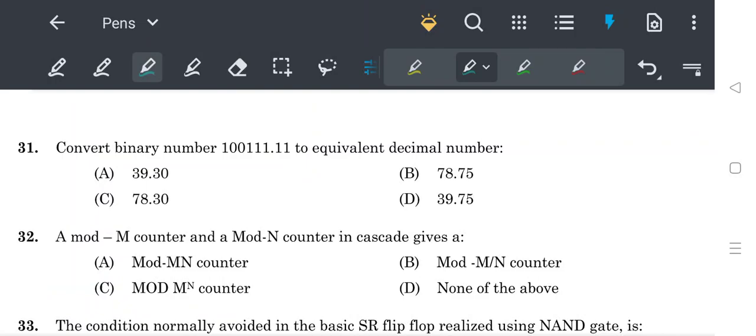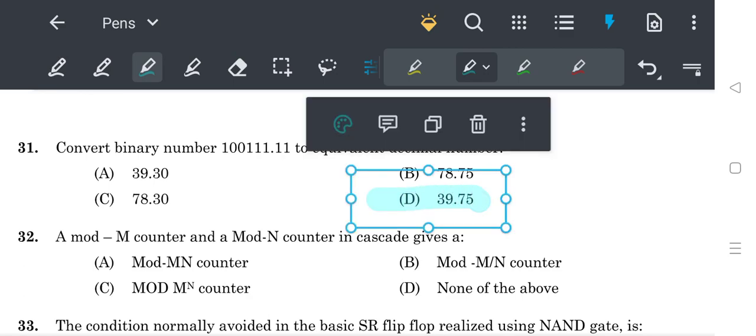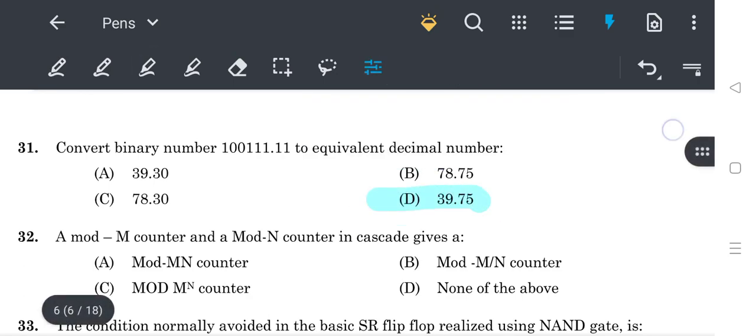Next one, convert the binary number 100.111.11 to the equivalent decimal number. Answer, option D, 39.75.